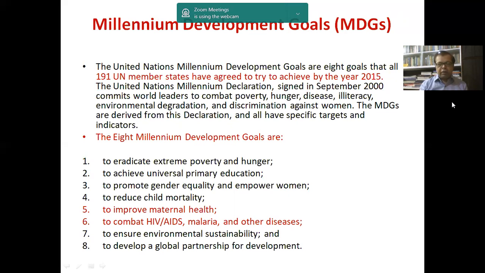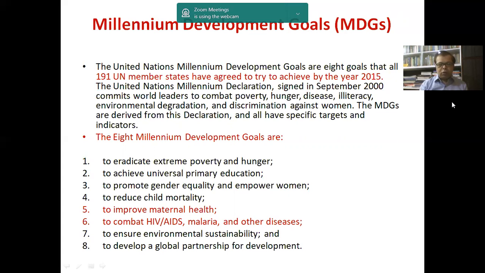There were 8 Millennium Development Goals: to eradicate extreme poverty and hunger, to achieve universal primary education, to promote gender equality and empower women, to reduce child mortality, to improve maternal health, to combat HIV/AIDS, malaria, and other diseases, to ensure environmental sustainability, and to develop a global partnership for development.